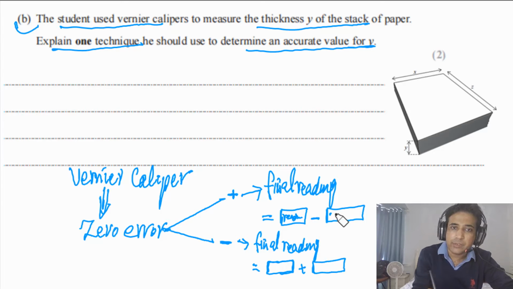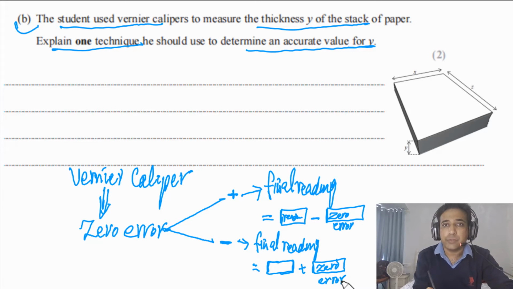So we have the zero error here. We have to add or subtract; it depends on the type of zero error. So this is one thing we can do about the instrument. We can make sure that what we measure from the instrument is right.